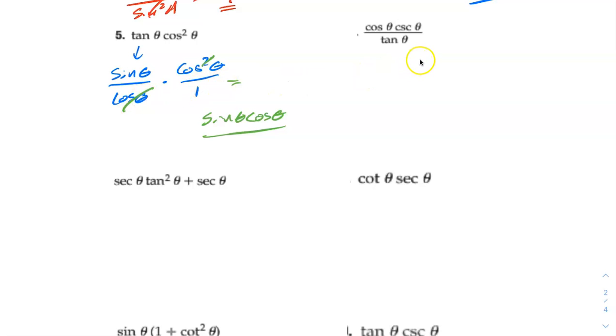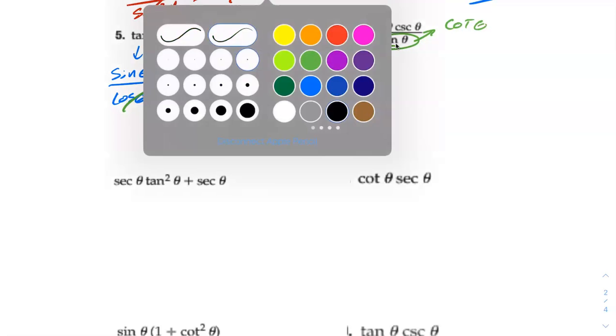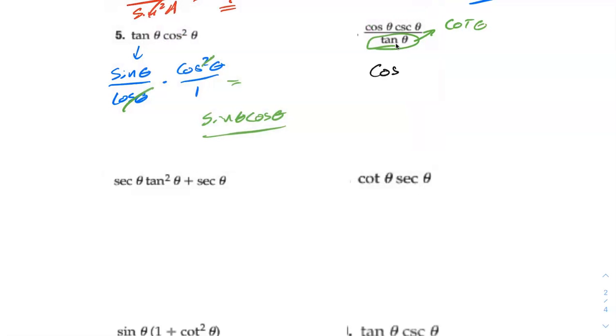Next one. Remember, I don't like this thing on the bottom here, so I'm going to move it up. This trig function on the bottom. And when we move it up, you make it the reciprocal. So cotan theta. So let me just rewrite it so we can see what's going on. So we have cosine theta, cosecant theta, and then cotan theta.